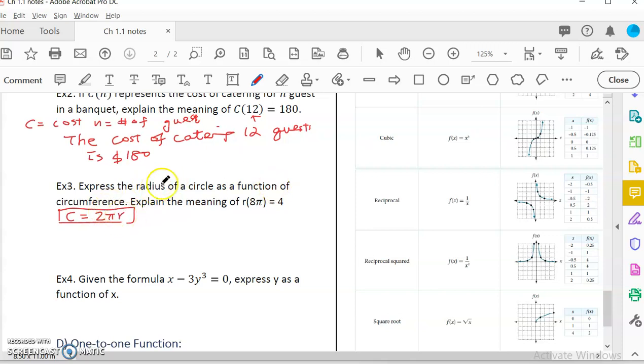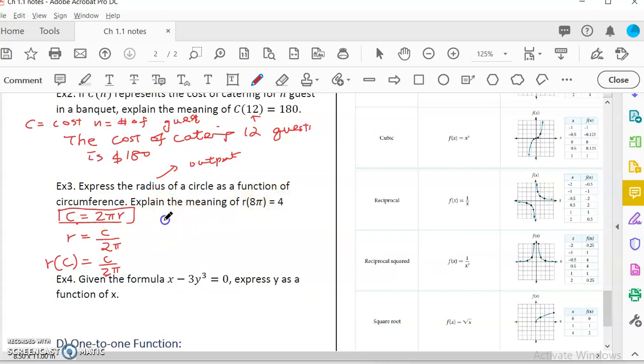R is the output, right? Usually we write circumference as a function of r, but now they want it this way. So you would say r is equal to c over 2 pi, because in this formula, if you divide by 2 pi, you have r equal. So in function notation, you would say r of c is equal to c over 2 pi. Okay, explain the meaning of r of 8 pi equal to 4.